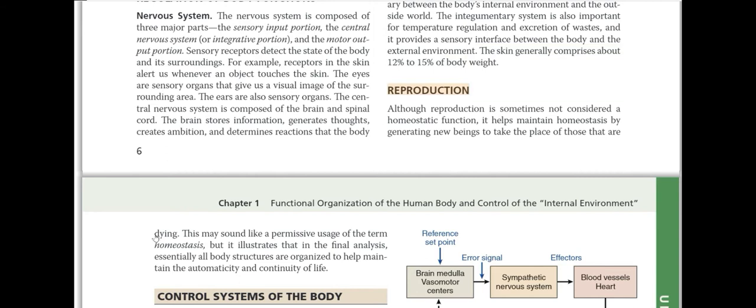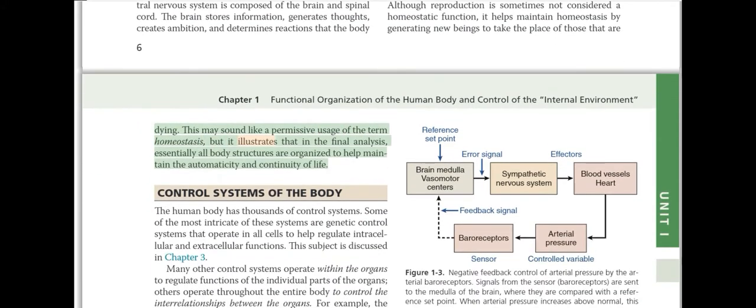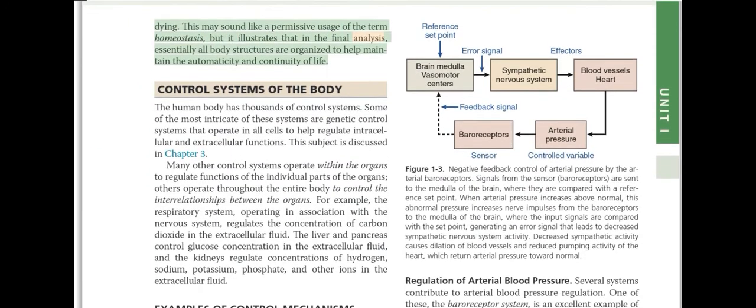Reproduction. Although reproduction is sometimes not considered a homeostatic function, it helps maintain homeostasis by generating new beings to take the place of those that are dying. This may sound like a permissive usage of the term homeostasis, but it illustrates that in the final analysis, essentially all body structures are organized to help maintain the automaticity and continuity of life. Control systems of the body.